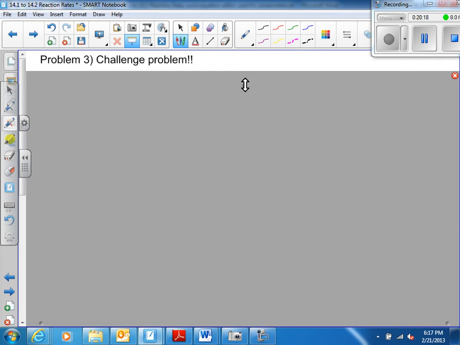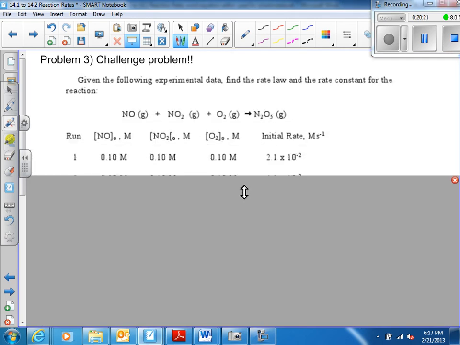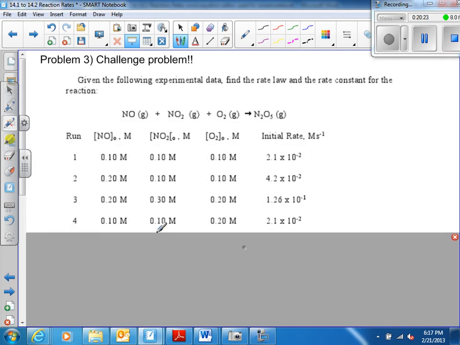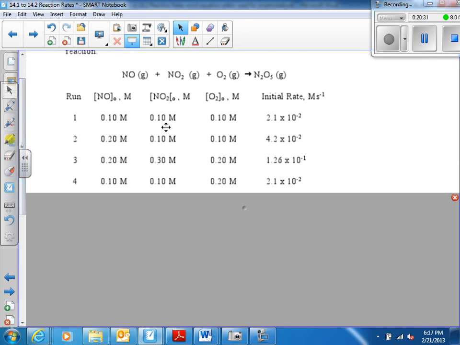All right, last problem. Challenge problem. This is going to be like number 5. We want to find the rate law and the rate constant for this reaction. This time we have 3 reactants, 3 concentrations. So again, we need all the concentrations but one to be the same in order to solve these.